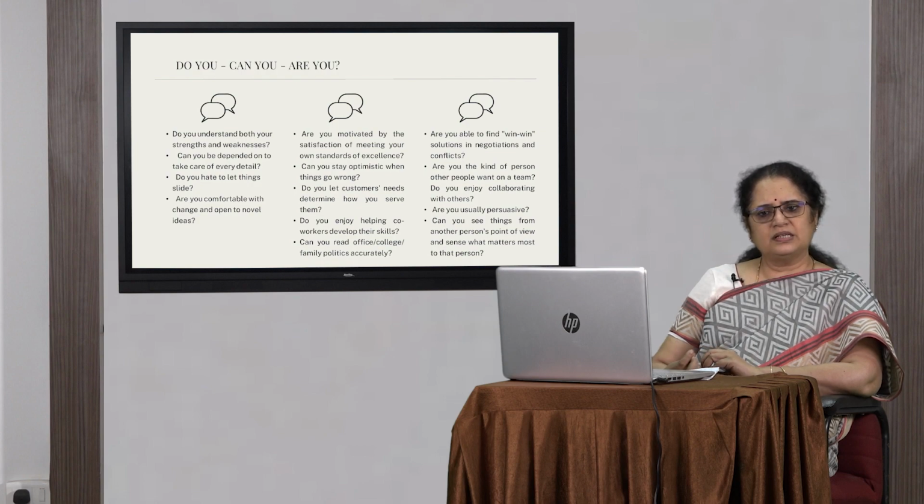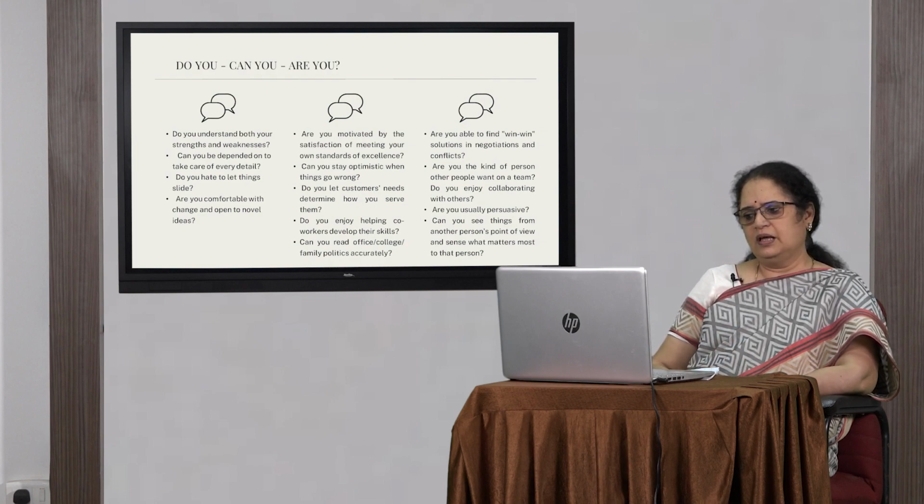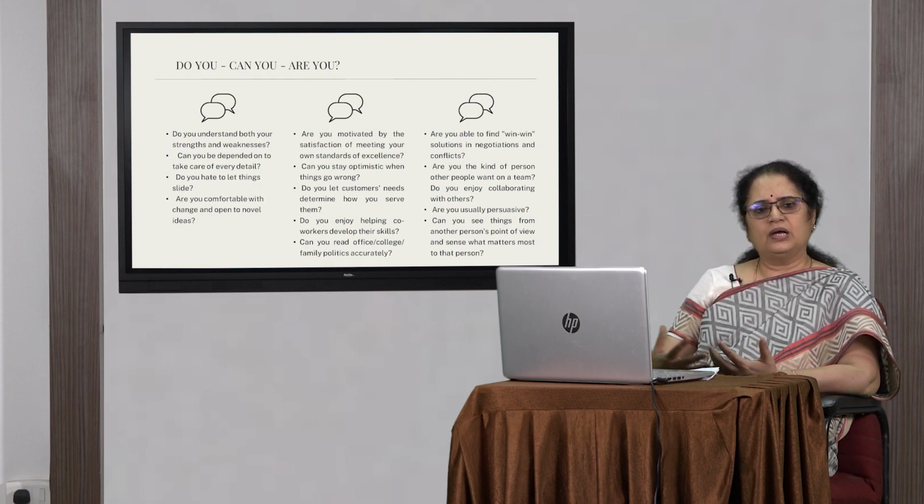There are certain people that people really want on their team. Are you that kind of person? Do you have those kind of qualities? Do you enjoy collaborating with others? This is something that when you are collaborating with others, you like being on a team, you are a good team player, right. So, are you usually persuasive? Are you able to make people see your point of view? Are you able to get them to understand what you are saying?